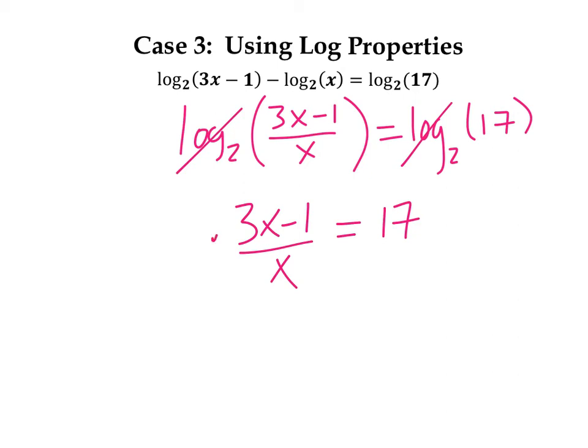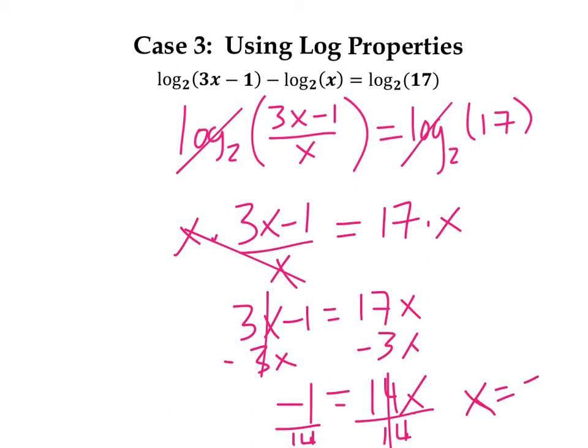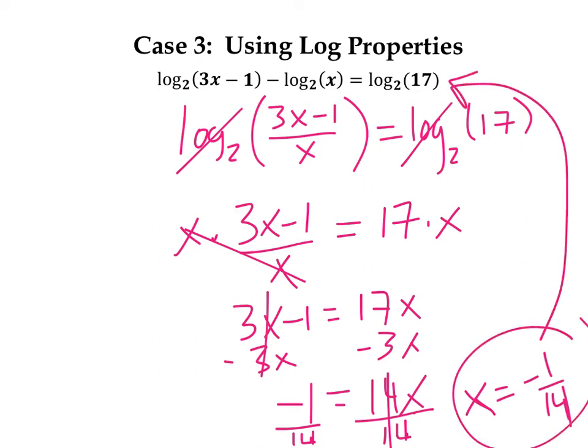And now it's about solving for x. We're going to multiply by x on both sides. 3x minus 1 equals 17x. Move the 3x over. Negative 1 equals 14x. Divide by 14 on both sides. X equals negative 1 over 14.